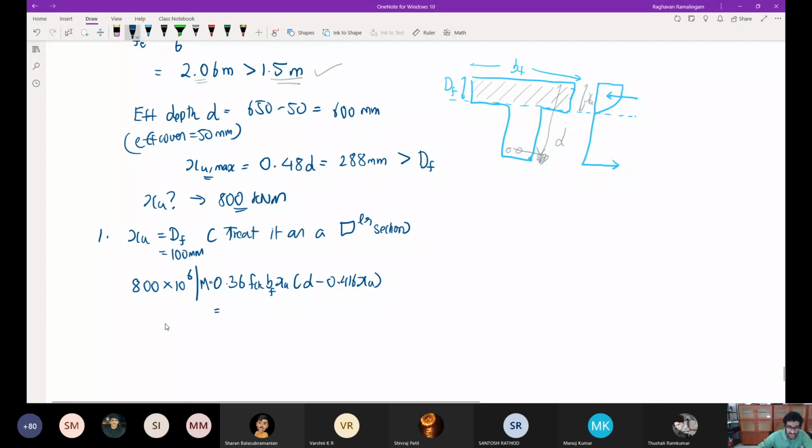So 0.36, 25 FCK concrete, BF is 1500, XU we have made the assumption it is DF, so therefore it is 100. D is 600, 0.416 times 100 is 41.6. Okay, so do you get at least 800 if you do this calculation? How much do you get? Check whether you get at least 800 under this assumption of XU being DF.